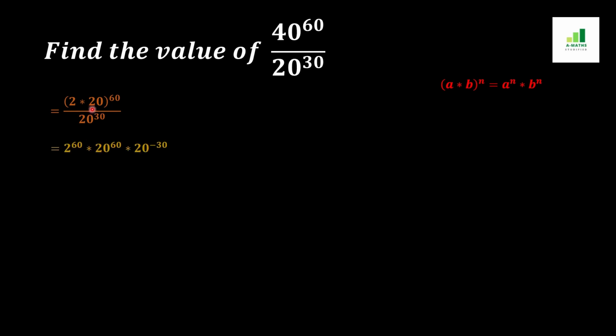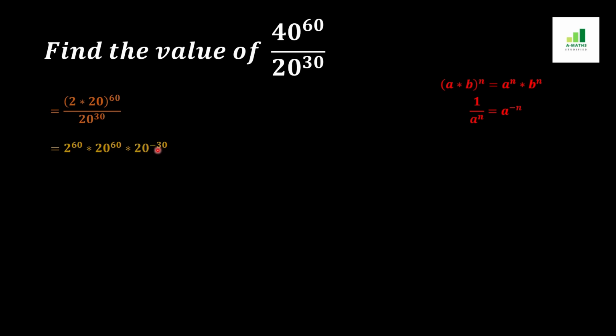And here we apply another basic rule of algebra, which is if a value exists in a denominator, when it moves to the numerator, its power will convert from positive to negative sign. Here we apply the same rule. When this 20 to power 30 moves from denominator to numerator, its power will convert from positive to negative value, and we write it as 20 to power minus 30.